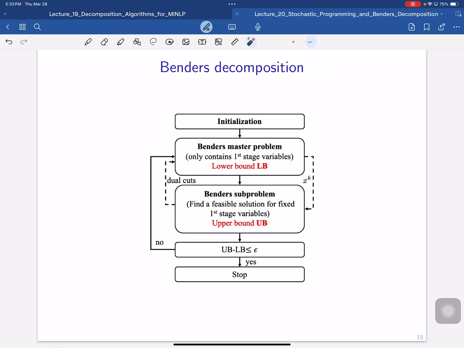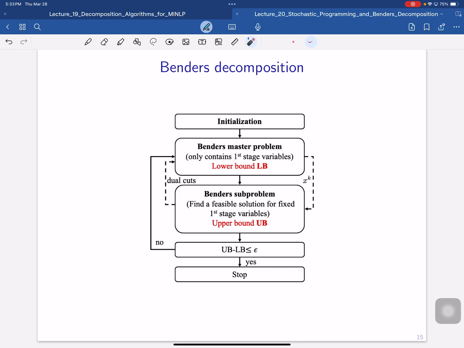And then we fix the solution from the Benders master problem. Then we solve the Benders subproblem. And the subproblem will give you an upper bound. Why is that an upper bound here? Yeah, exactly right. Because it is feasible to the original problem. Any feasible solution to the original problem gives an upper bound, right? And the optimal solution is the optimal one.